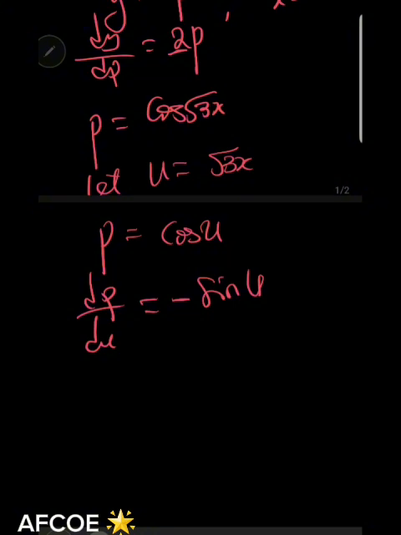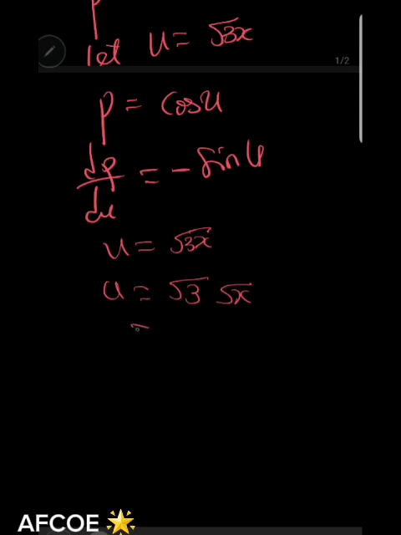Now I will be having that if my u is equal to square root of 3 all that x, then du on dx will be equal to the derivative of all of this. Well, let me first rewrite it a little. So we have u equal to the square root of 3 times the square root of x. This is the meaning. And I can have this to be square root of 3 times x to the power a half. Square root means to the power a half.